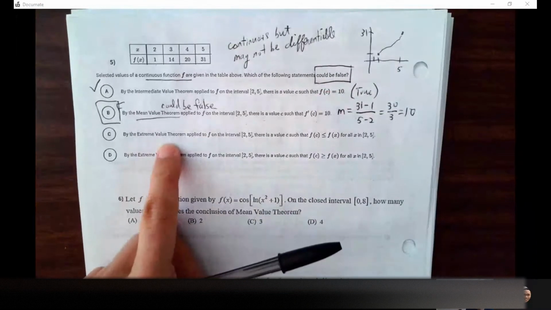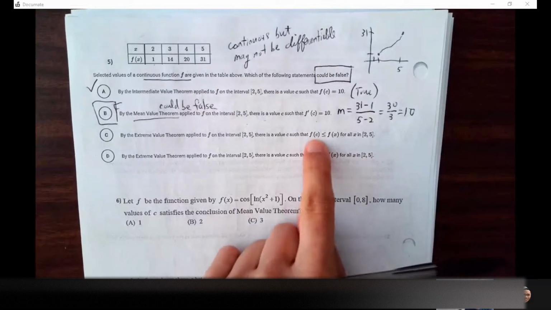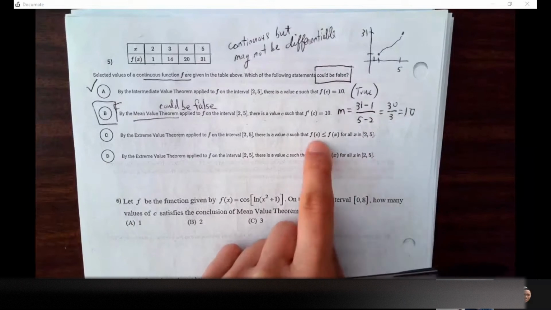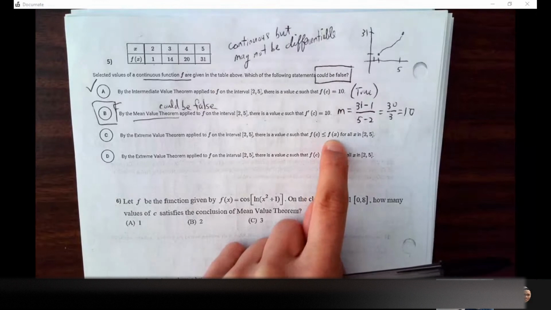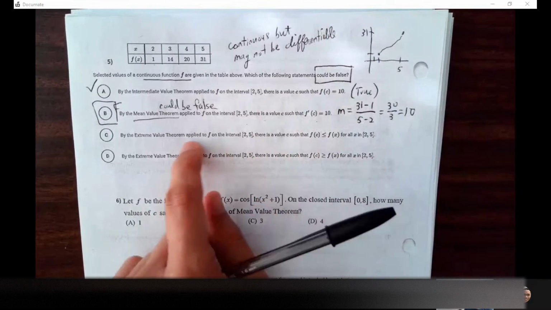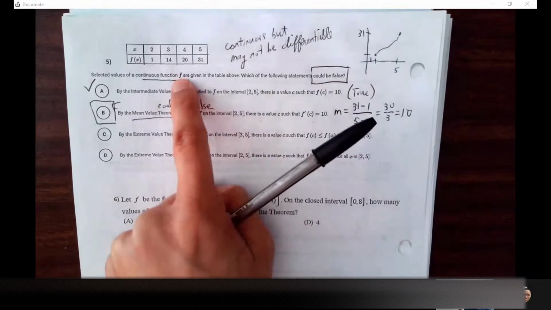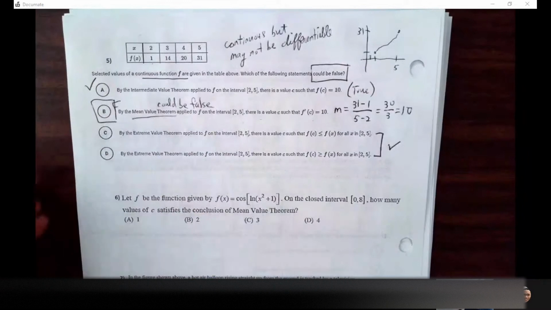Okay, but let's keep going. By the extreme value theorem, there's a value c such that f of c is less than or equal to f of x for all values between 2 and 5. So by the extreme value theorem, we can guarantee that whatever f of c is, EVT only requires continuity. So we can apply the extreme value theorem because we have the conditions set up for it. This statement is also the extreme value theorem, and so both these have the required conditions. The only one that doesn't have the required condition is B, so our answer choice is the mean value theorem.